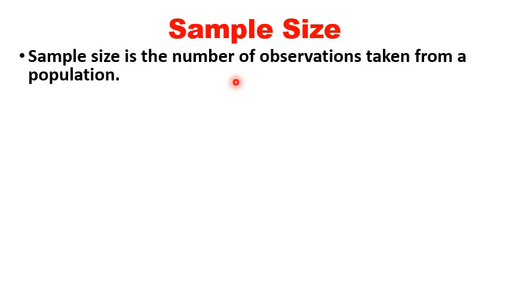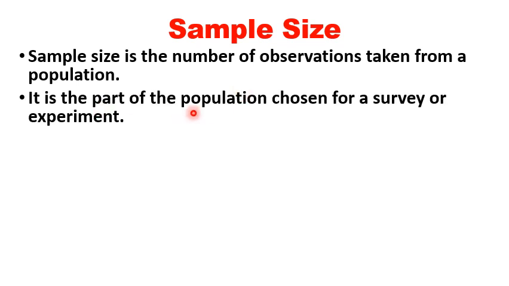What is sample size? Sample size is the number of observations taken from a population. So it is the number of elements taken from a population as sample. It is the part of the population chosen for a survey or experiment. So it is the specific, representative part of the population chosen for a survey.